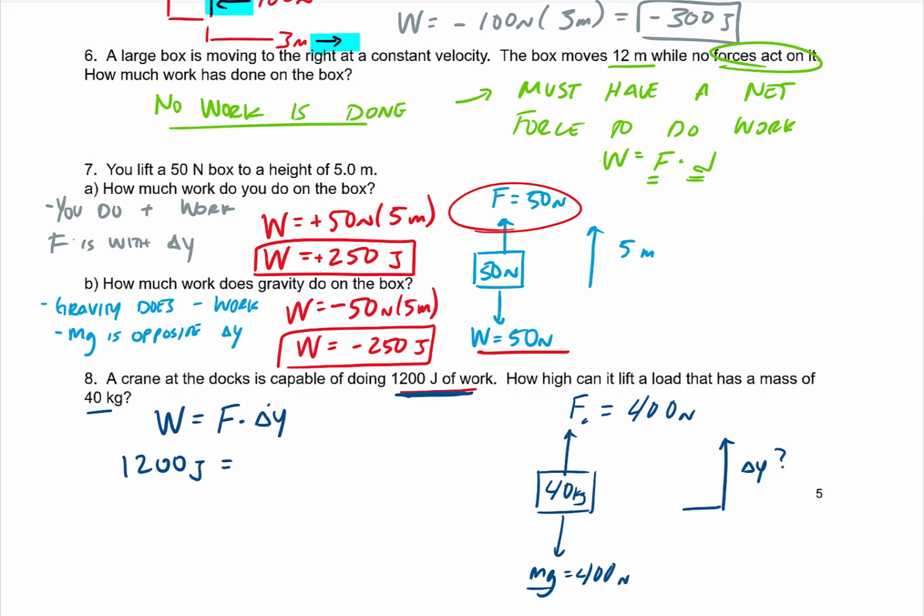Well, the work of the crane is 1,200 joules. That's the maximum work it can do. It needs to apply 400 newtons of force. And then we have to find the distance that it's going to be able to lift our object. So here we'll divide both sides by 400. That goes away, and my delta y comes out to be 3 meters.